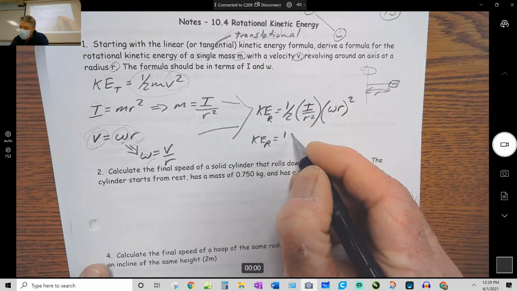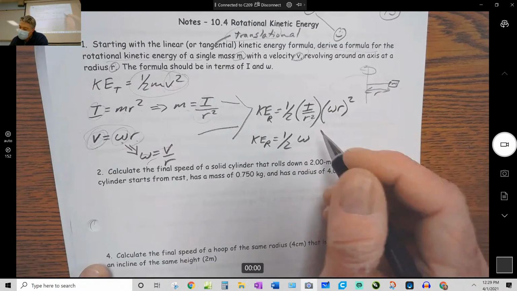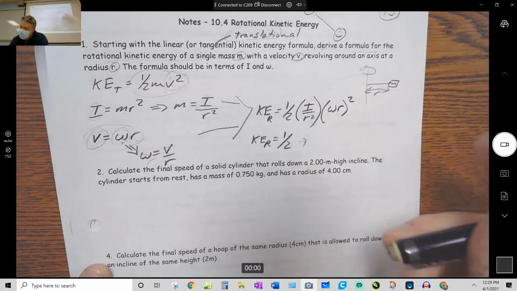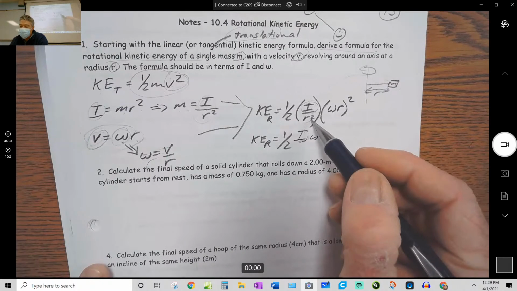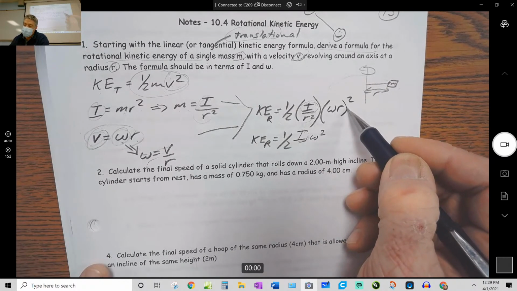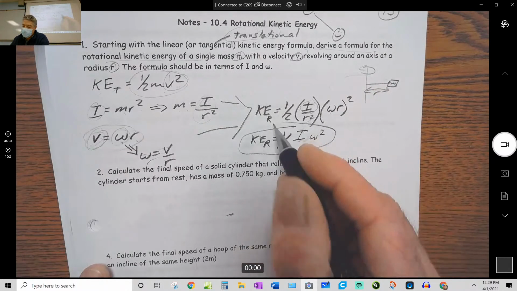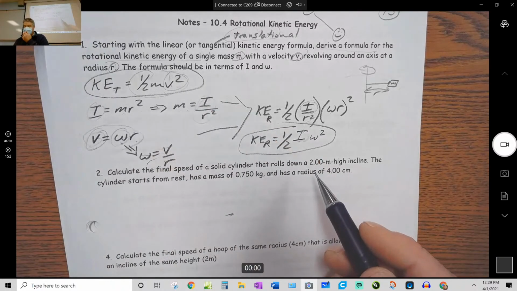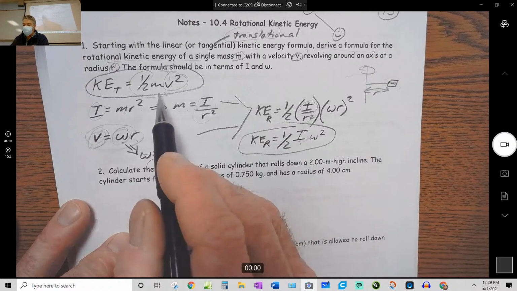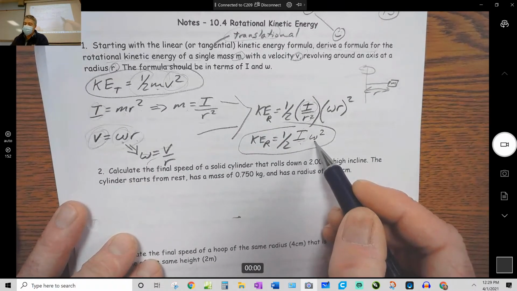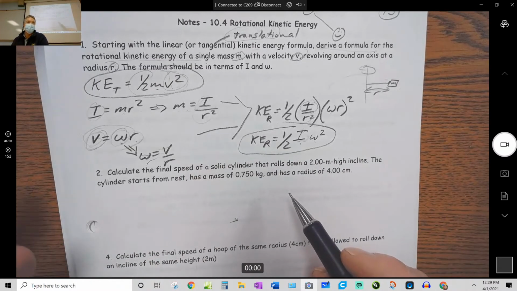Rotational kinetic energy equals 1/2 times I omega squared. So the I doesn't get canceled out. The r squared in the denominator, there's an r squared in the numerator, so the r's go away and we're just left with omega squared. So this is a lot like that, really. The moment of inertia is the rotational equivalent of mass, and omega is the rotational equivalent of linear velocity. So it's not hard to remember.